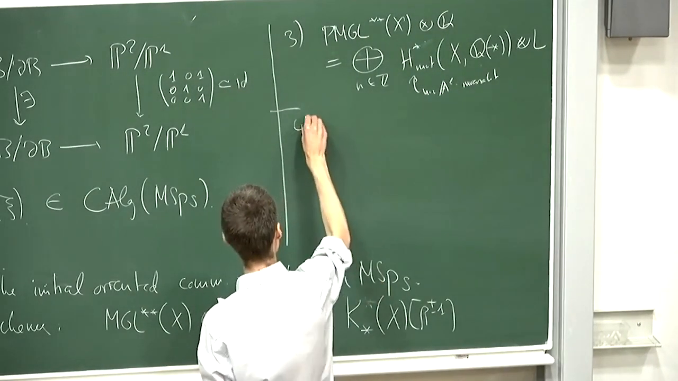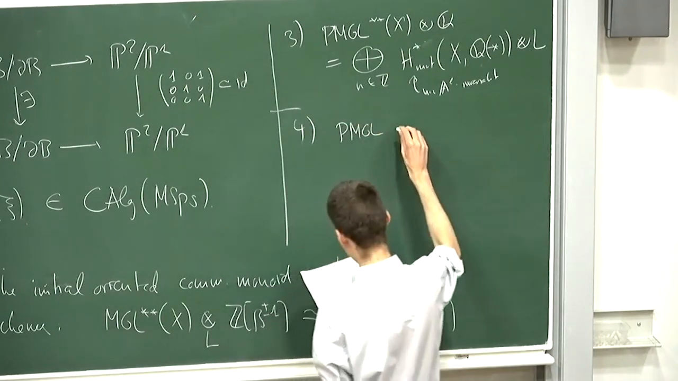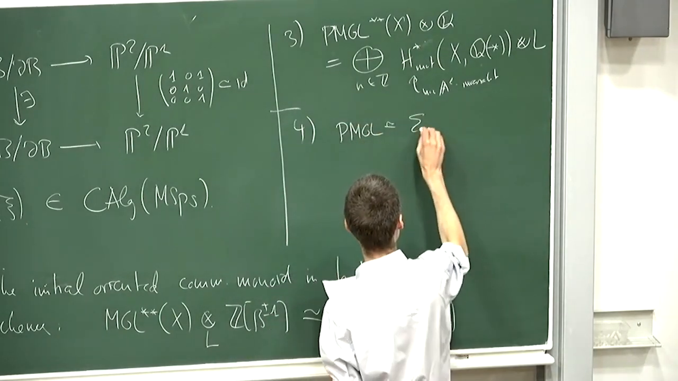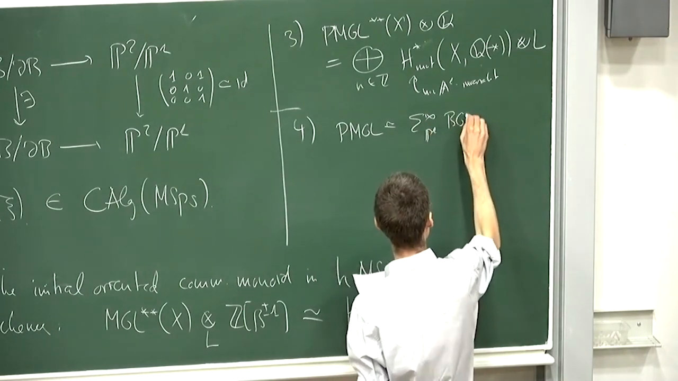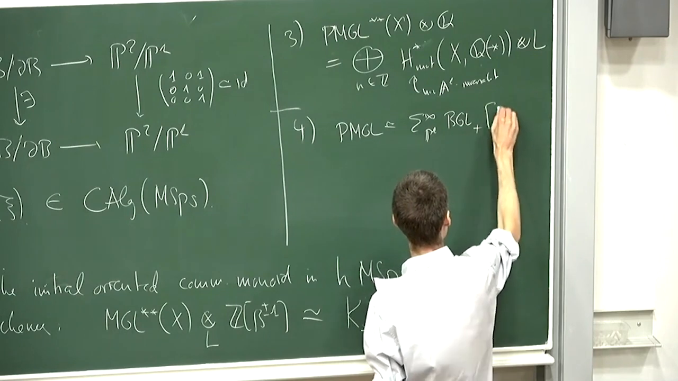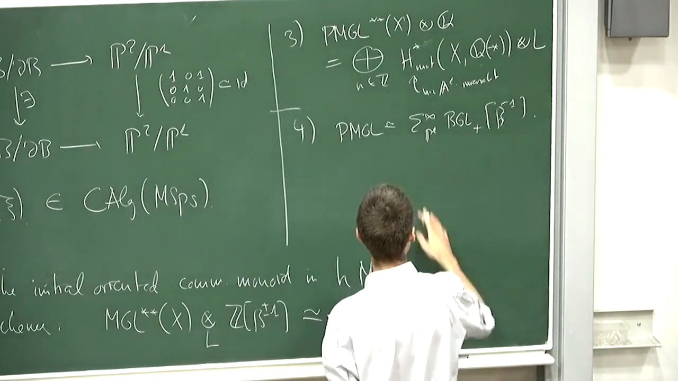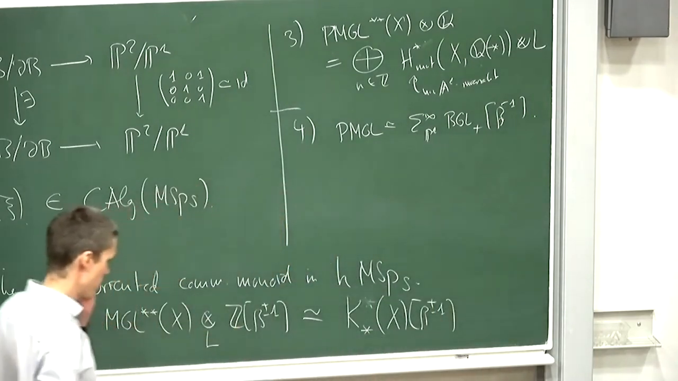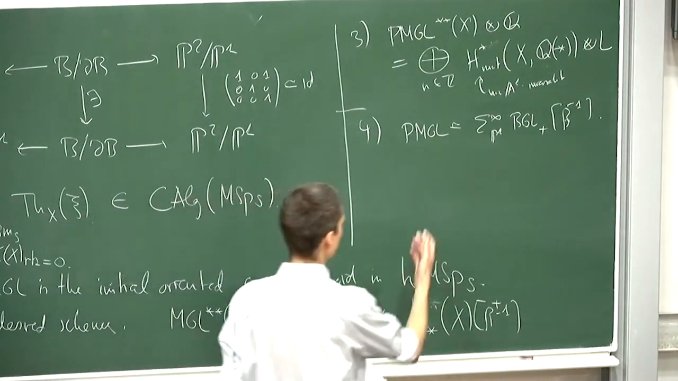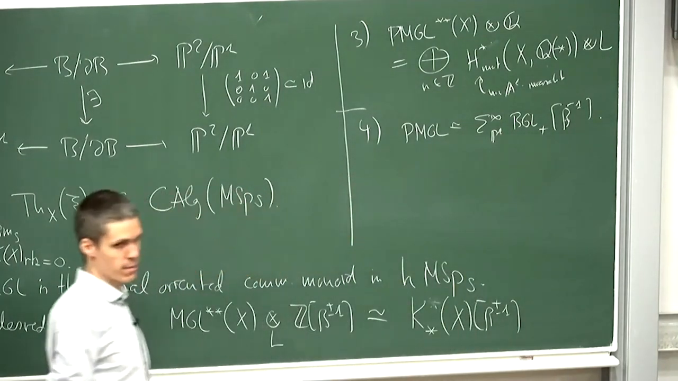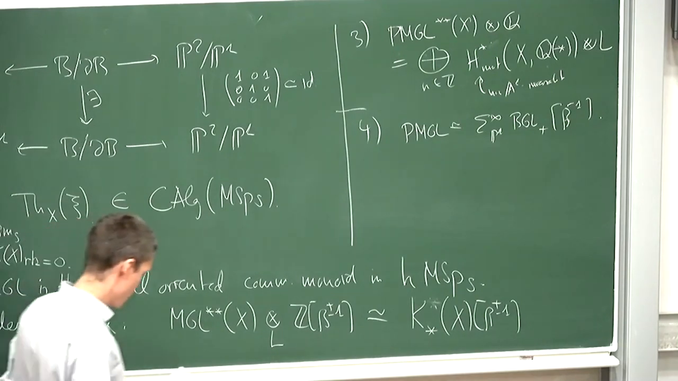And there's also a Snaith theorem for PMGL. PMGL we can write as the suspension spectrum of BGL, and then invert the Bott element. This is now an isomorphism only as commutative monoids in the homotopy category. Both sides are also infinity rings, but it's not an isomorphism of infinity rings. Already in topology, this fails.